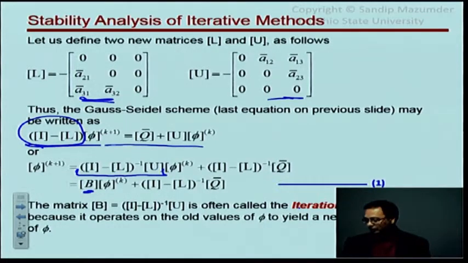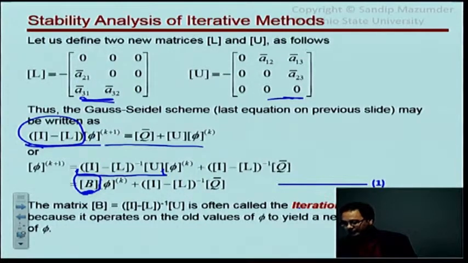Why? Because think of this as a matrix operation. We are operating this matrix on the phi vector of the previous iteration to get the phi vector of the new iteration.